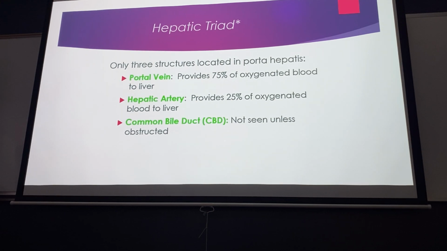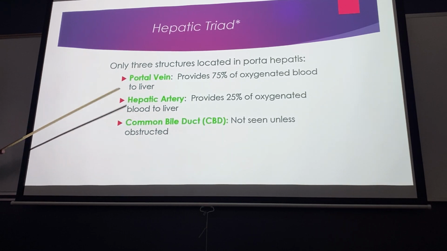Hepatic triad, let's talk about that now. When you look at the space within the medial portion of the liver, we define that once again as the porta hepatis. It's nothing more than an opening within the liver itself, and three things typically are found within it. In imaging, we refer to it as the hepatic triad. The three structures that you find within it would include portal vein, hepatic artery, and the common bile duct.